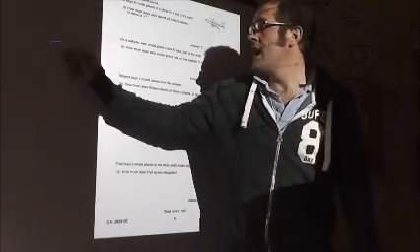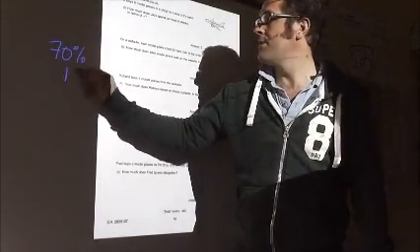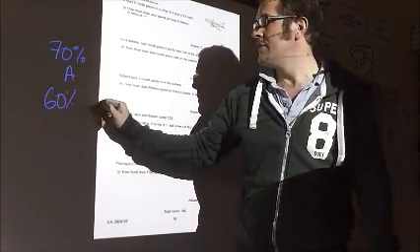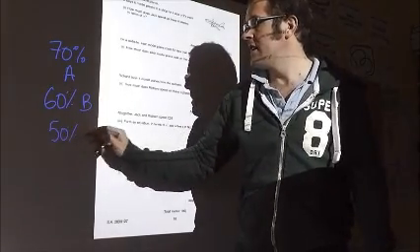So add up your marks. 70% is probably an A, 60% for a B, 50% for a C.